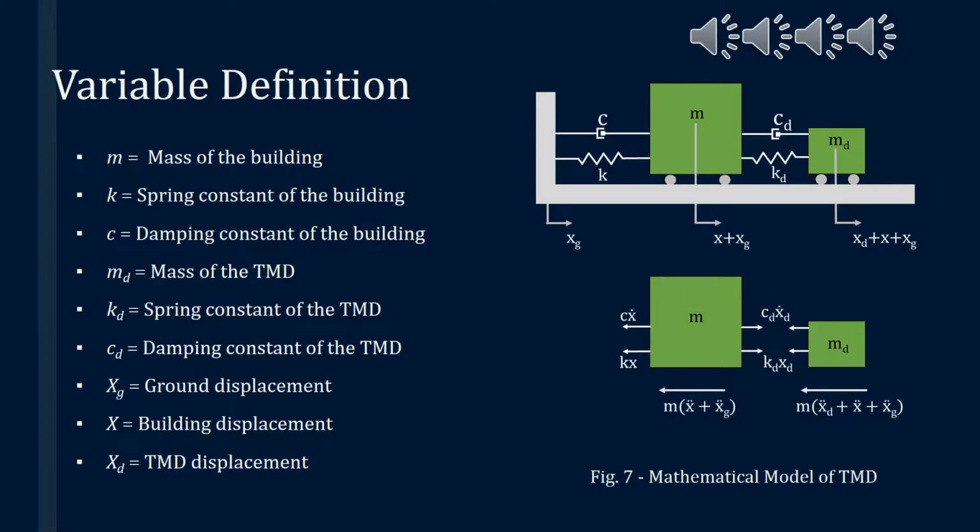XG represents the ground displacement. X represents the building's displacement. XD represents the tuned mass damper's displacement.